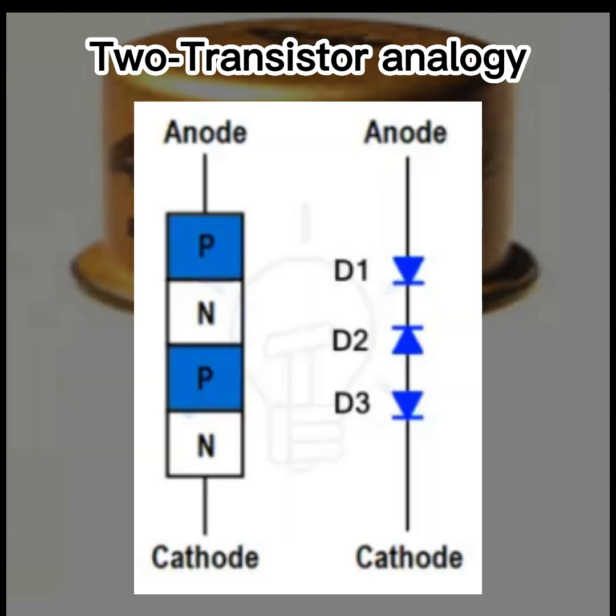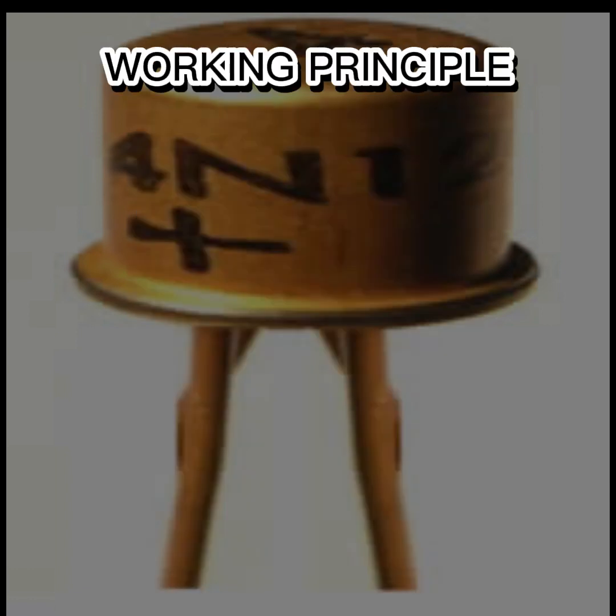Its structure can also be split into the PN junction diodes D1, D2, and D3 as shown in the figure. The diode D2 is in the opposite direction to the diodes D1 and D3. The anode of D1 is the Shockley anode while the cathode of D3 is the Shockley cathode.